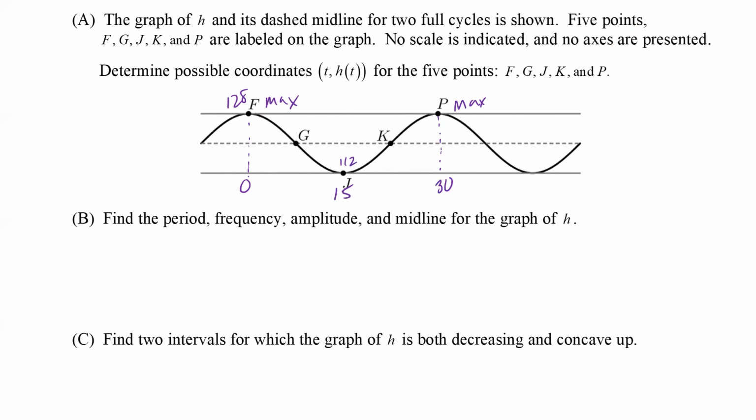Yeah, G and K are pretty easy to find. So our G is halfway between 0 and 15. What's halfway between 0 and 15? 7.5. What's halfway between 112 and 128? 120.